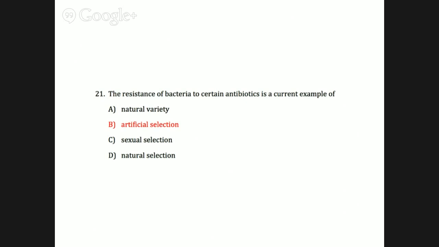That's an example of artificial selection. We have actually helped antibiotic resistant bacteria to emerge on this planet because we give antibiotics, right? This is one of the big crises in medicine today. So that's an example of artificial selection, not natural selection, artificial selection.